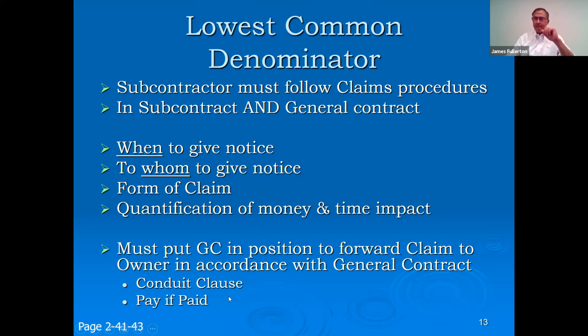You must put the GC in position to forward the claim to the owner in accordance with the general contract. What I mean by that, just to give you an example, let's say your subcontract says in the event of any excusable delay, you have to give notice within 5 days of the event giving rise to the delay. But then if you go look at the general contract, it says if there's any event causing delay, you got to give notice within 3 days instead of 5 to the owner. If that's what the subcontract and the general contract say, what is your deadline? 5 days or 3 days? It's 3, the lowest common denominator.